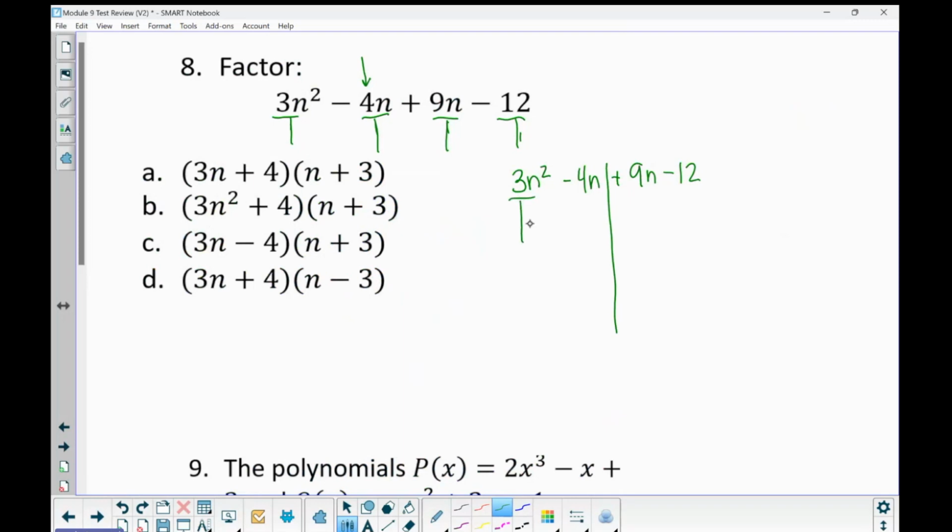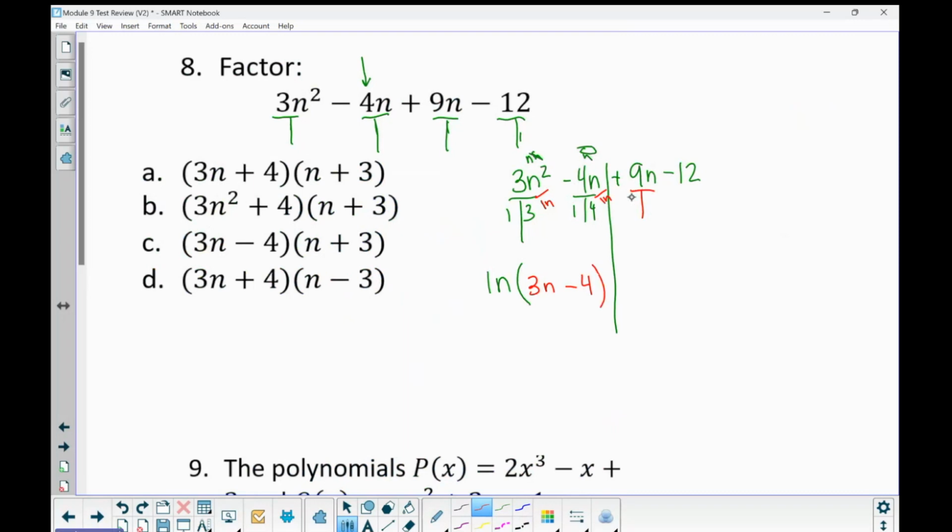So again, I'm going to list the multiples of 3 and 4, see what they have in common. I've got a 1 and a 3 and a 1 and a 4. Only thing they have in common is a 1, so I'm going to factor out a 1. They also have an n in common. Here there's 2, here there's 1. I can have a maximum of 1 n. So essentially I'm dividing each by 1n. So I've got 3n squared divided by 1n is just 3n. 4n divided by 1n is negative 4.